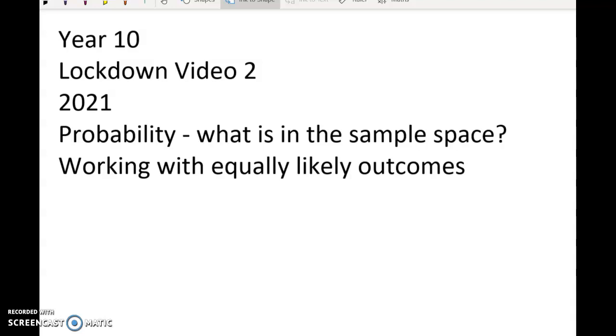Kia ora, Year 10. In this video, I'm going to go over what we mean by a sample space and how to find probabilities when we've got equally likely outcomes. So this video follows on from tree diagrams, but the content is actually kind of separate.